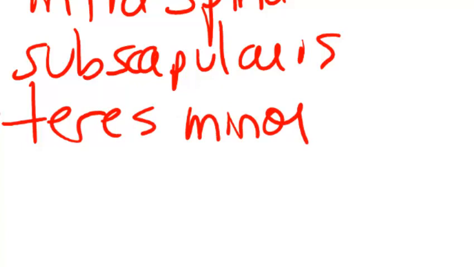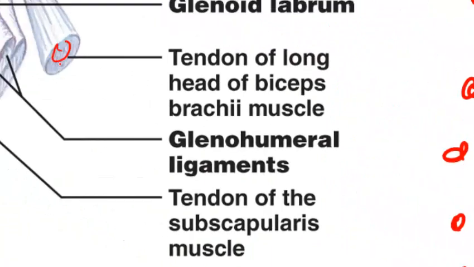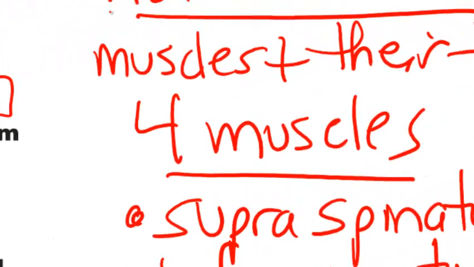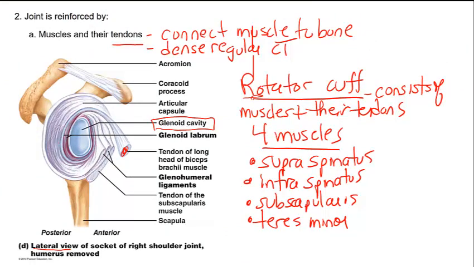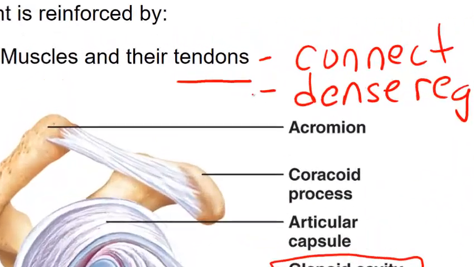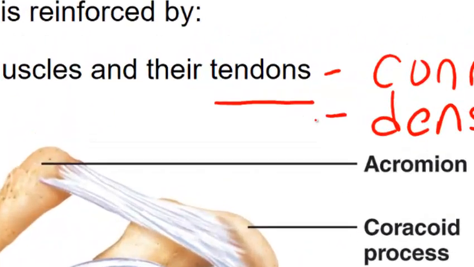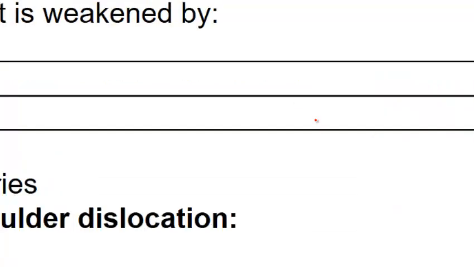So what happens is when the muscles have good tone, they're partially contracted, and that contraction pulls on the tendons. And you notice the tendons are arranged around the joint in a circular fashion, rotator. That's where rotator cuff comes from. So if the muscles are in good shape, the tendons pull tightly around the joint and they hold the humerus to the scapula. So again, the muscles and their tendons, but it's really the muscle and the tone of the muscle that helps mainly. What weakens the joint?